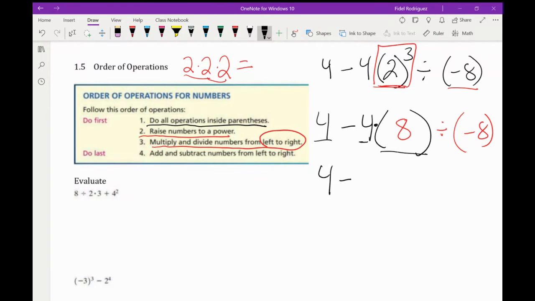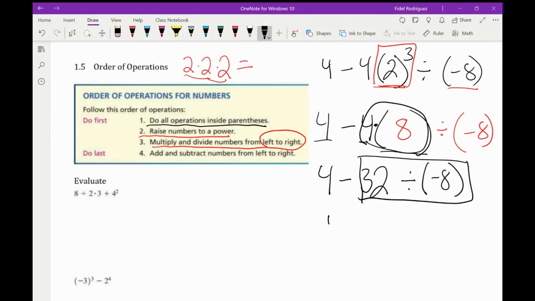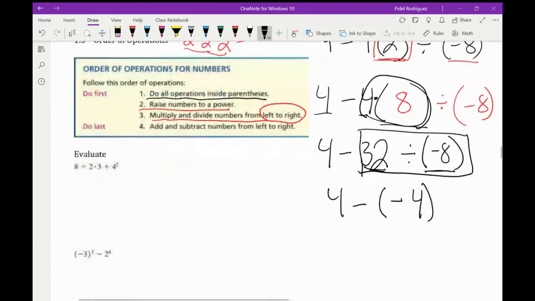So I'm going to put a minus right here because there's a minus, and then I'm just going to say, well, what's 4 times 8? Well, 4 times 8 is 32, divided by a -8. Okay, we still have some division. So I'm going to think about this part right here. 4 minus, now 32 divided by -8. So guys, a positive divided by a negative is going to be a negative. And 8 goes into 32 4 times.